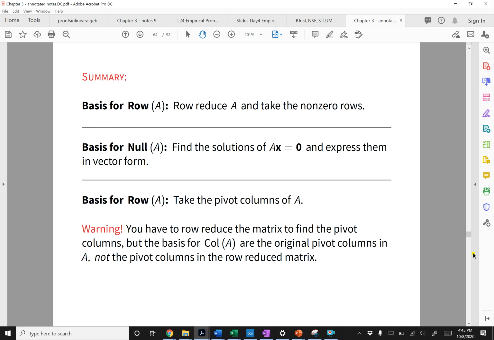So in summary, row reduce A. If you're looking for the row space of A, row reduce A and take the non-zero rows. Basis for the null space, that's just what we did. Find the solutions to AX equals 0 and express them in vector form. Basis for the row of A. I think that's supposed to say column of A. Yeah, you take the pivot columns of A, but you have to row reduce to find the pivot columns. But once you find the pivot columns, you have to go back to the original A. Go back to the original columns of A, and those are the basis for the column space of A.